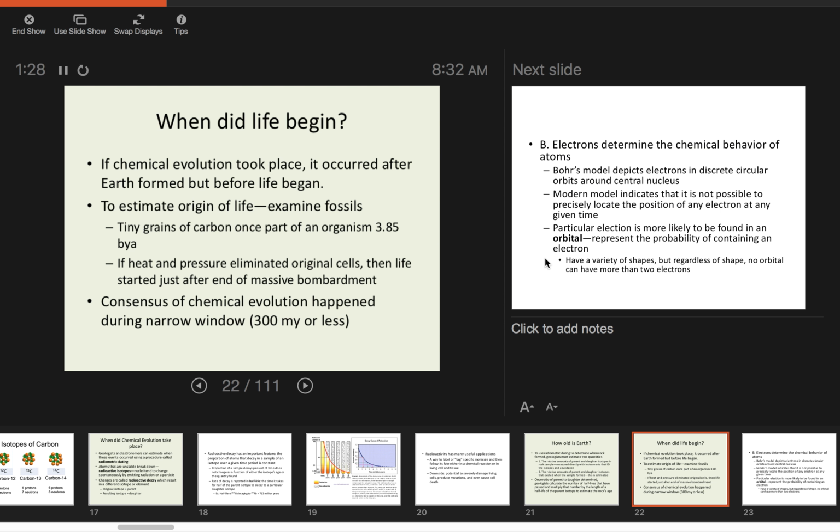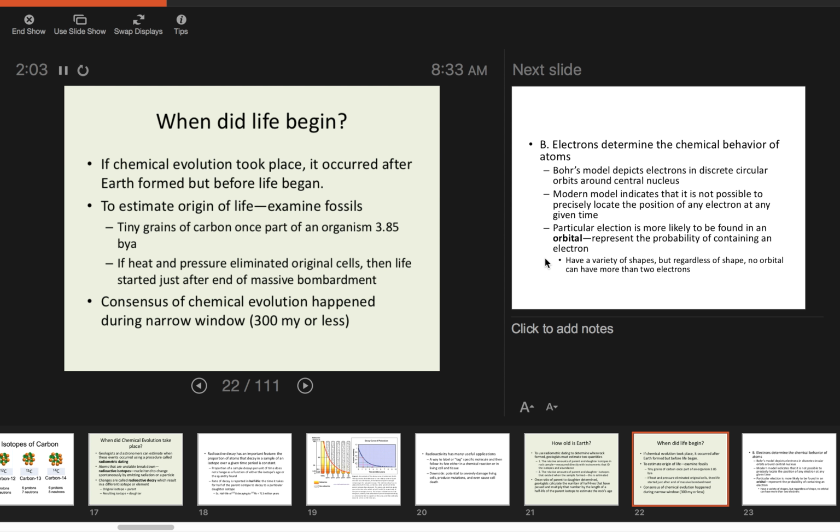If chemical evolution did take place, obviously it had to occur after Earth had formed, but before life began. Well, it's like, duh. So now you have to try to estimate when that first life showed up. So we have to look to the fossil record. The oldest fossil that we have found is possibly these tiny carbon molecules from early photosynthetic organisms about 3.85 billion years ago, and that's based on radiometric dating. Heat and pressure eliminated the original cells.